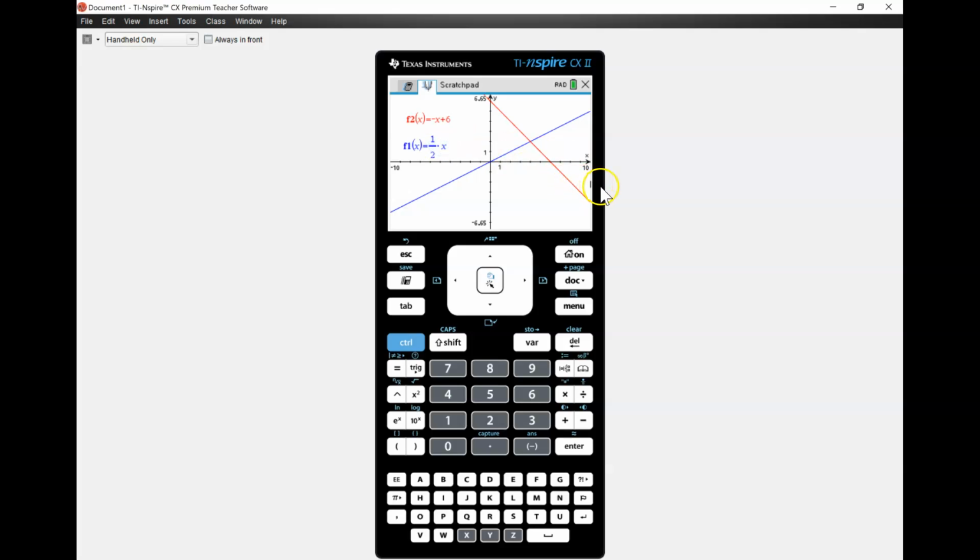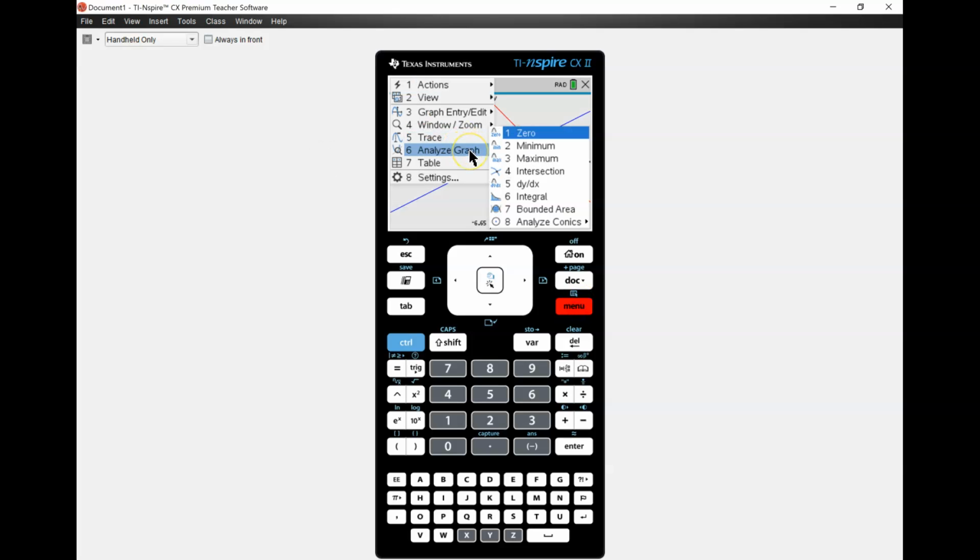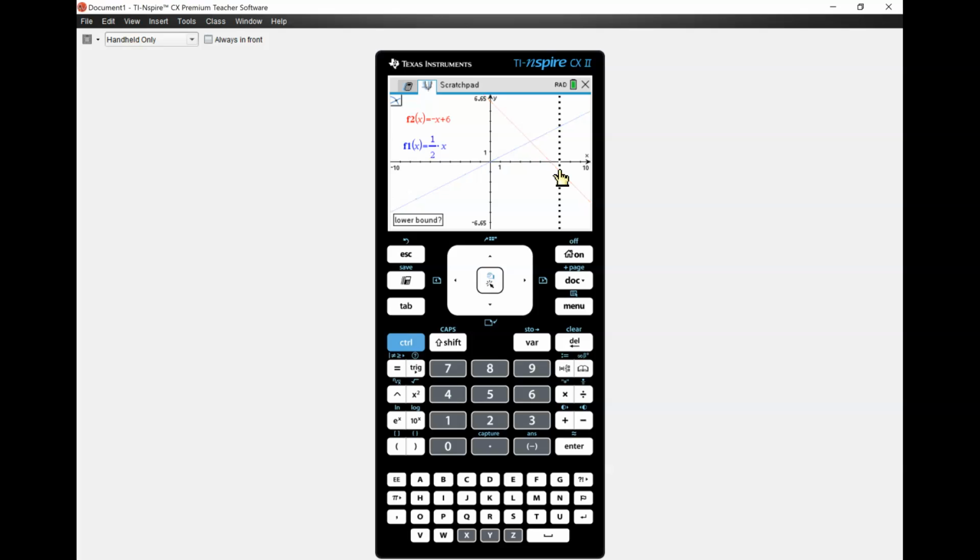Now comes the good stuff. Here's what you're going to do. Press menu, analyze graph, and we want the intersection of these two, so press intersection, and then you get this dotted line. Scroll and put it to the left of the point of intersection, and click. Scroll and bring it to the right, click, and look, you see the intersection is 4, 2.